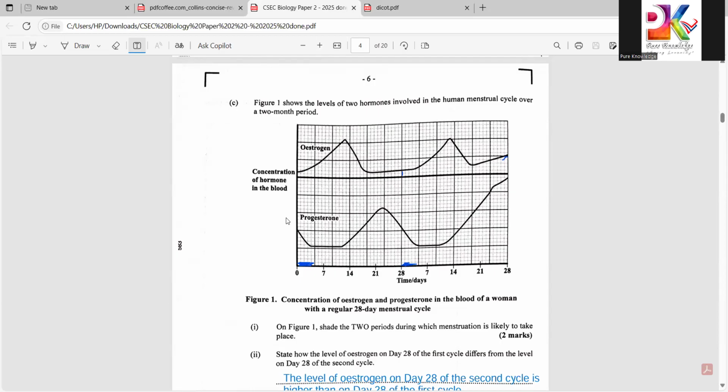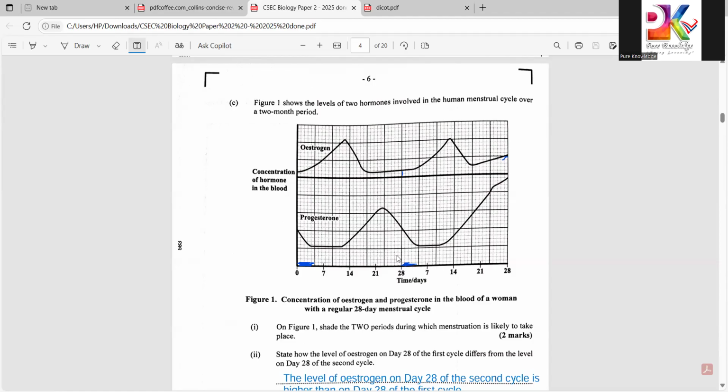Now, the first question says, on figure 1, shade the 2 periods during which menstruation is likely to take place. Remember that menstruation occurs in the first stage of the cycle, between day 0 to around 5. After that, the two hormones build back the uterus lining to prepare for implantation. So from 0 to 5 days would be the days that you would shade.